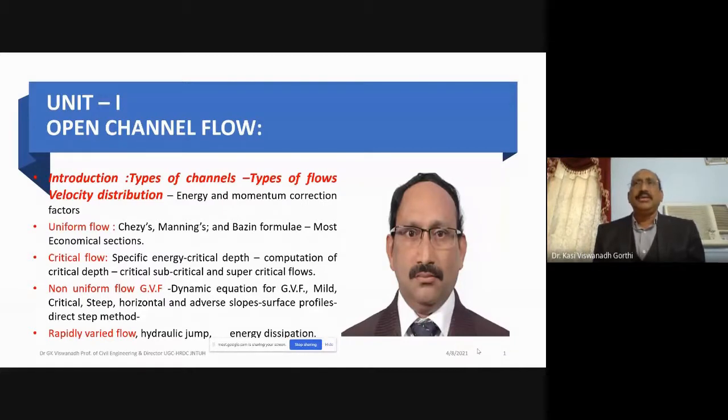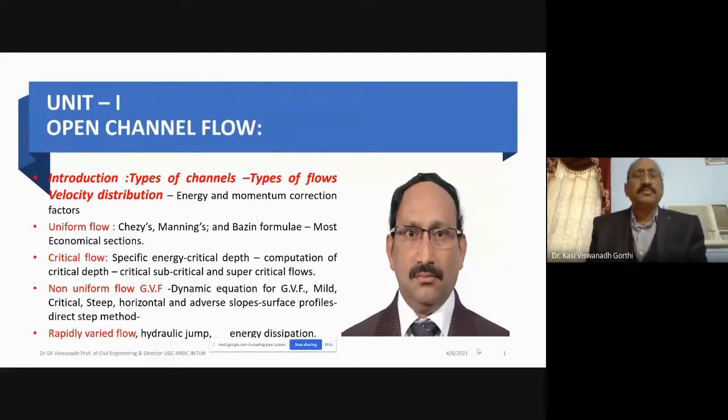In the second unit, we will be studying dimensional analysis, more dimensional analysis techniques, and model investigation. Third unit, basics of turbo machines. Fourth unit, about the hydraulic turbines principles. And then fifth unit, about the centrifugal pumps. So these are the 5 units which we would be dealing with in this subject, hydraulics and hydraulic machinery.